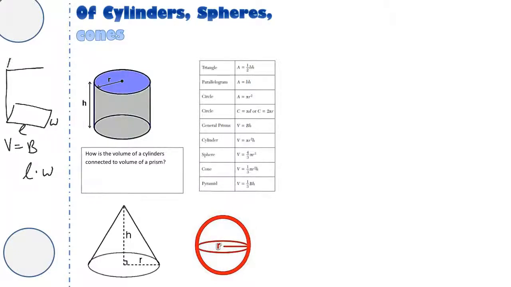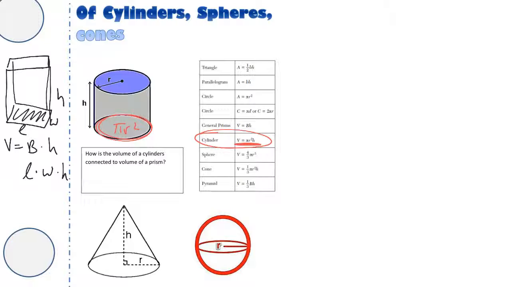times the height of this shape. So it's the area of the bottom times the height. So it's length times width times height. The same thing happens in a cylinder, except the area of a circle, or the bottom, is pi r squared. It's not length times width. So for the cylinder formula, you can see right here, volume equals pi r squared times h.